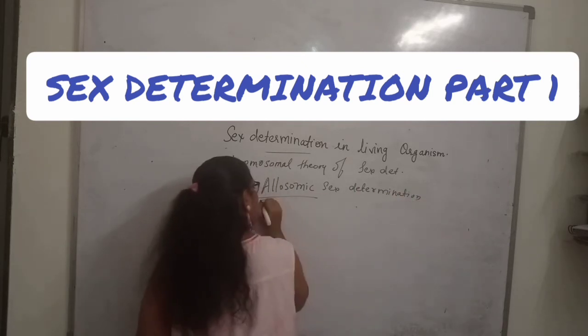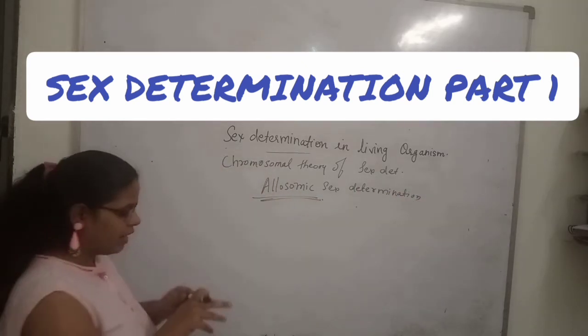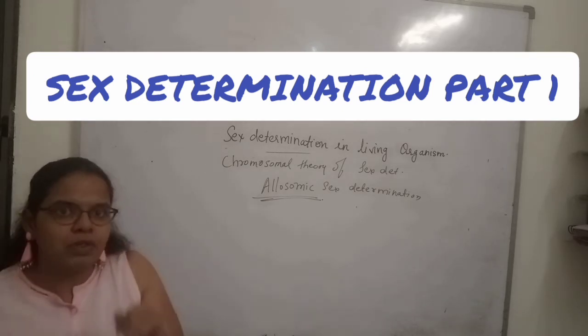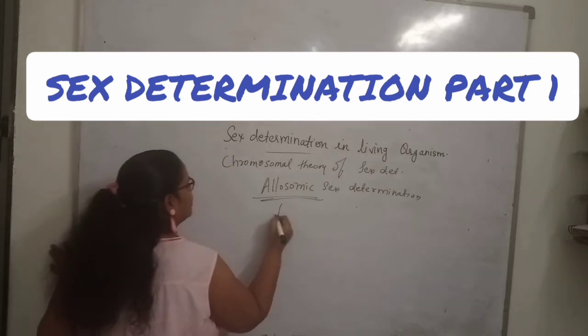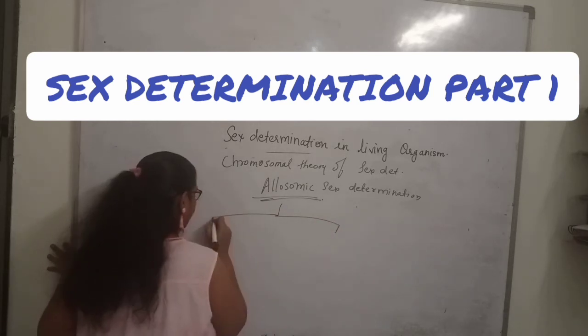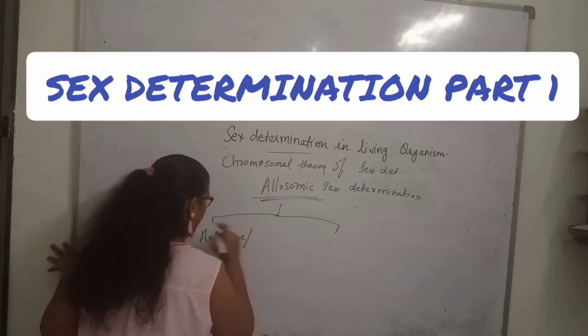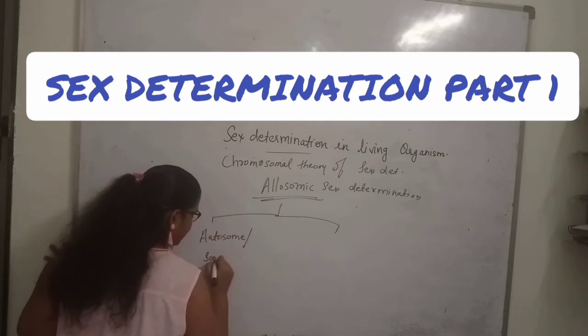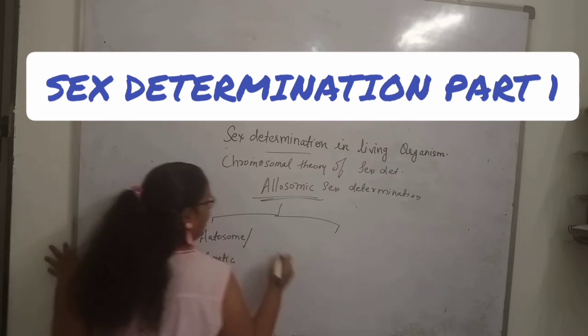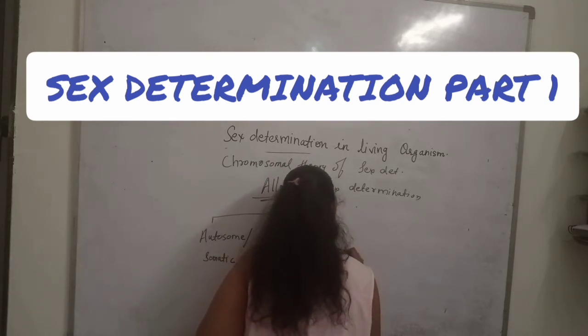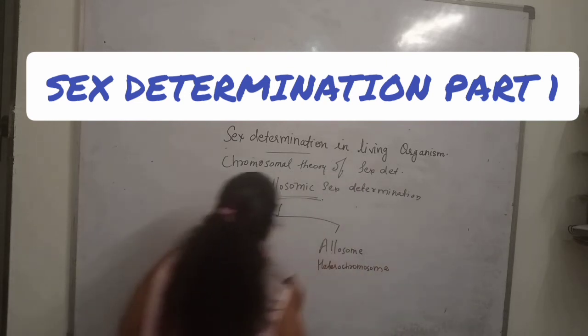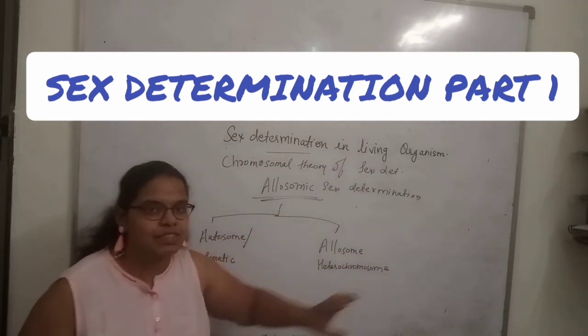Now, why allosomic? Because there are two types of chromosome in living organisms. One is autosome, which is also called somatic cell chromosome, and the other is allosome, which is also called heterochromosome, right? That's why it is called allosomic sex determination.